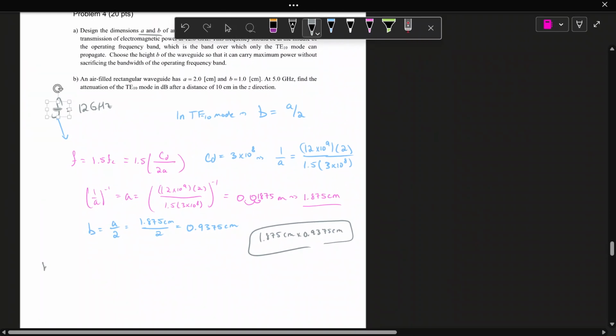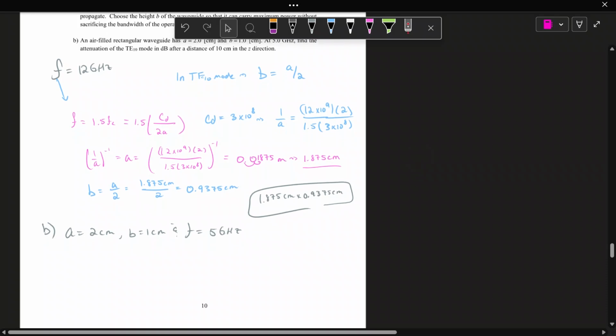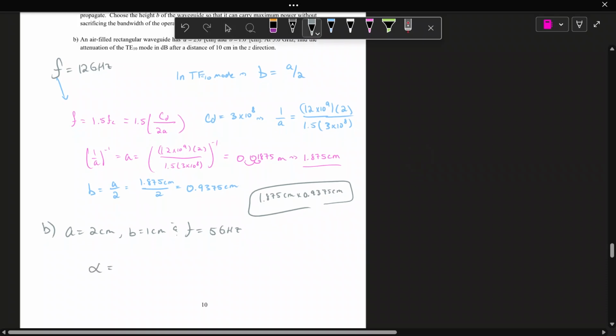Part B says an air-filled rectangular waveguide has A, so now they're telling us what A and B are. A is equal to 2 centimeters, B is equal to 1 centimeter, and the frequency now is 5 gigahertz. It says find the attenuation, alpha, of the TE10 mode in dB after a distance of 10 centimeters. So Z is equal to 10 centimeters, or 0.1 meters.